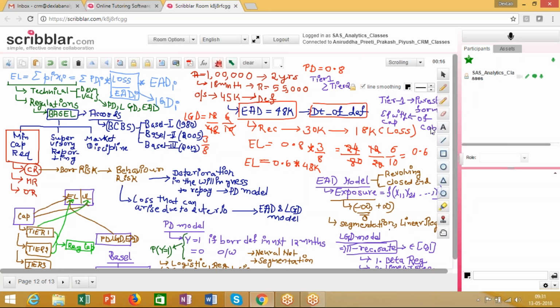Therefore, before we move into that, we need to understand how the Basel framework defines these different portfolios and how the portfolios are structured. Once we know how the portfolio is structured, from there we can take it up and start developing all the models.